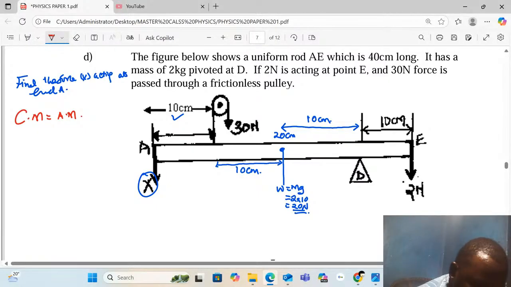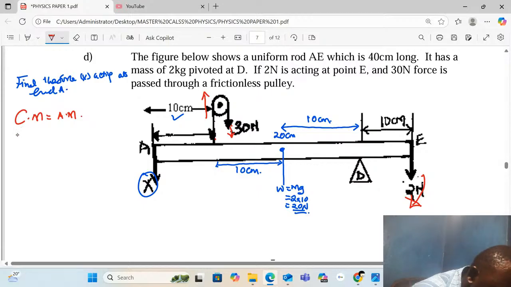Now, if you look at this one, you need to understand which forces are contributing to clockwise moments. Number one, we have the 2 newtons, contributing to clockwise moments. And then the 30 newtons is pulling downwards on this side, but in reality, it is pushing the rod upwards. So 2 newtons and 30 newtons combined are trying to push this rod in the clockwise direction.